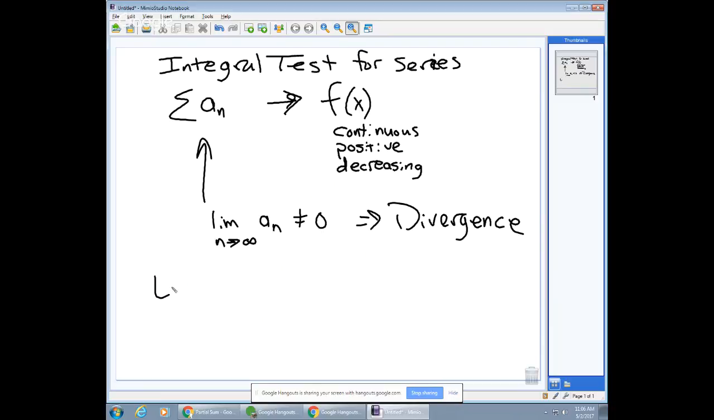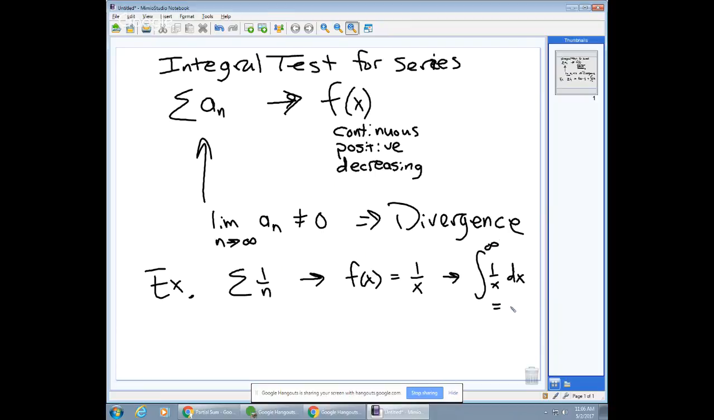So for example, we looked recently at the sum of the 1 over n's. That would be related to the function f of x equals 1 over x. And in which case we would want to be integrating 1 over x with respect to x. And we did this a long time ago before. If we take this from anywhere to infinity, then we're going to find this thing diverges, right?